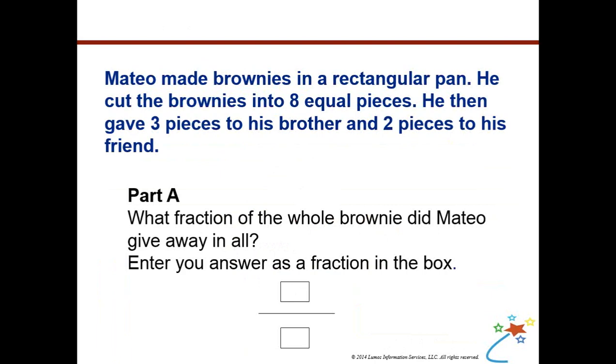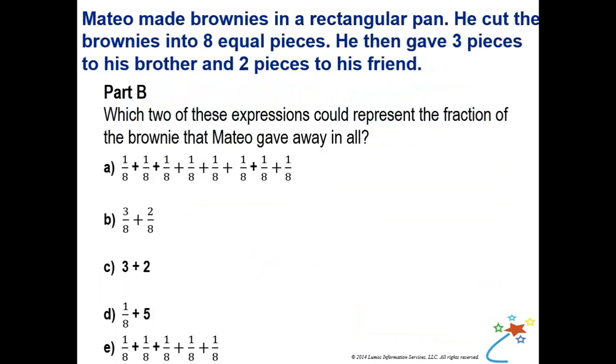Part B that goes along with this question says, which of these 2 expressions could represent the fraction of the brownie that Mateo gave away in all? The information from the original question in blue is still needed, just like the sample part question we looked at earlier. In this case, we are looking for the correct expression that would represent the fraction of the brownie that Mateo gave away in all.